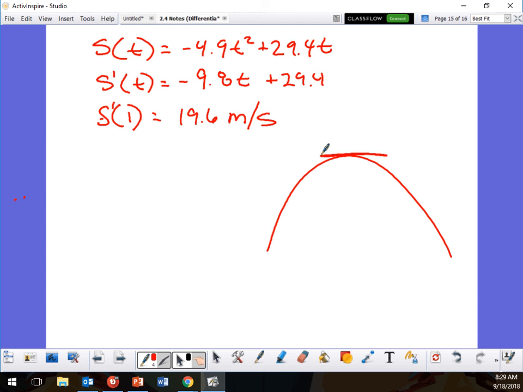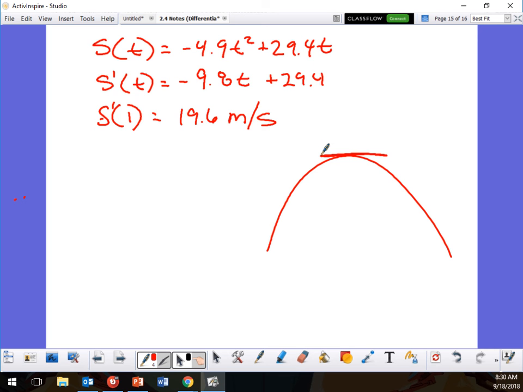If you think about it speed-wise, I throw it way up, and it's going up, up, up, and it slows down, slows down. At a certain point right there, it's no longer going up. It stopped, and from that point on, it goes down. So I want the velocity to be 0, and from that point, it starts going down.